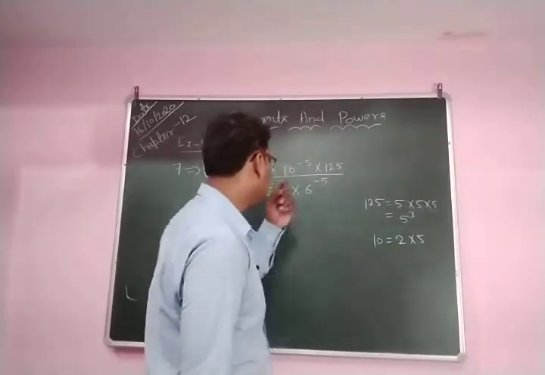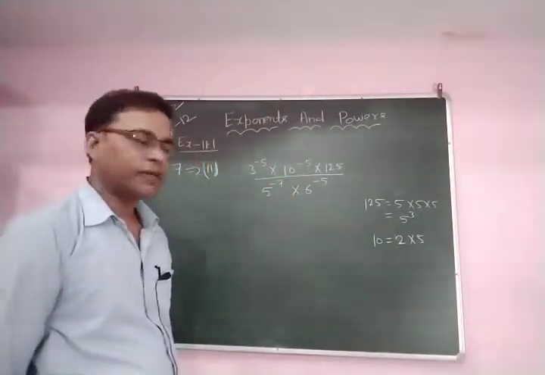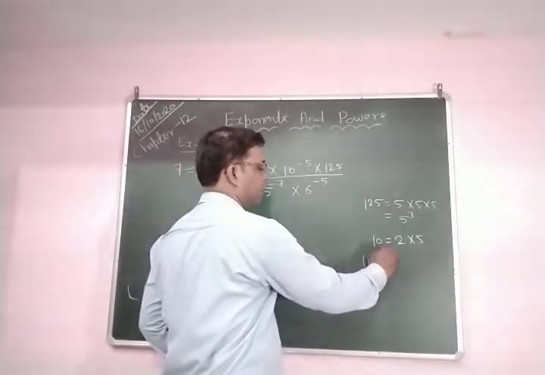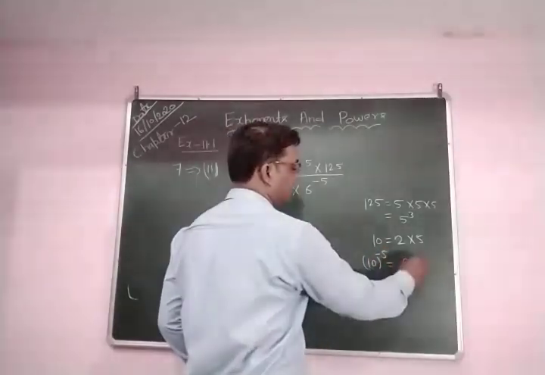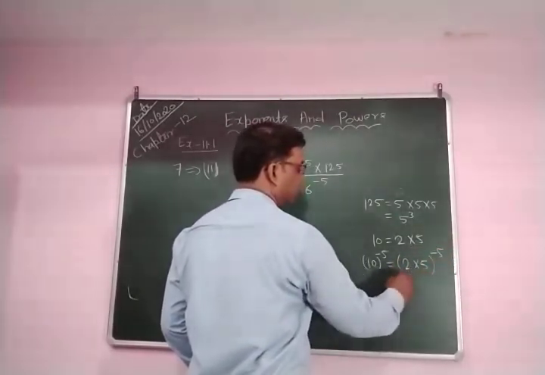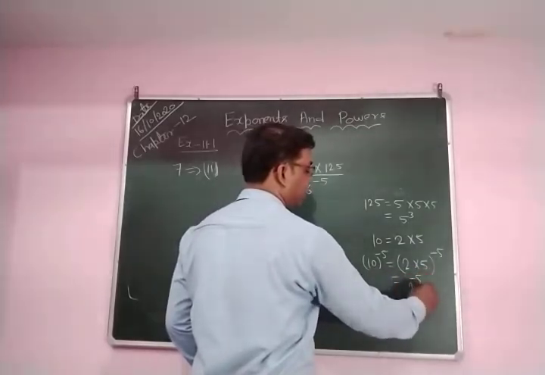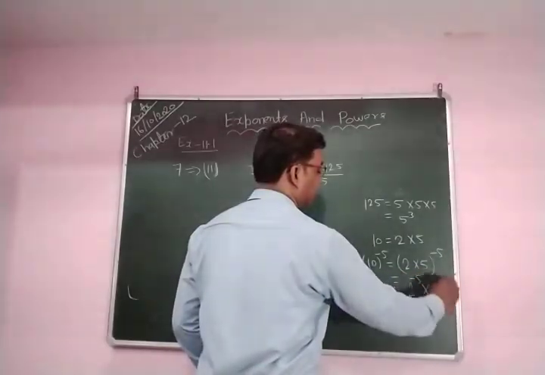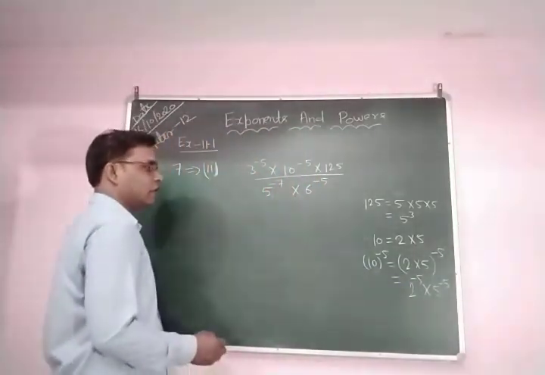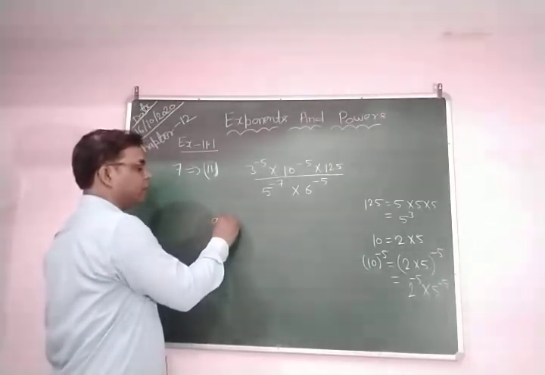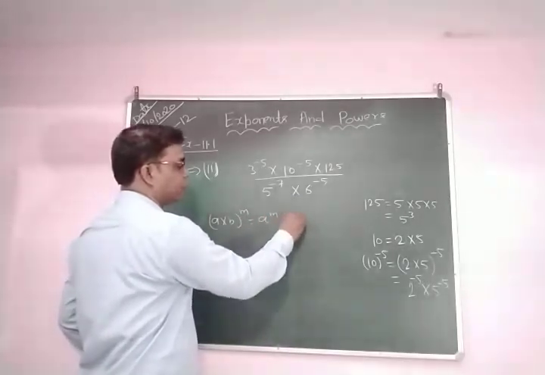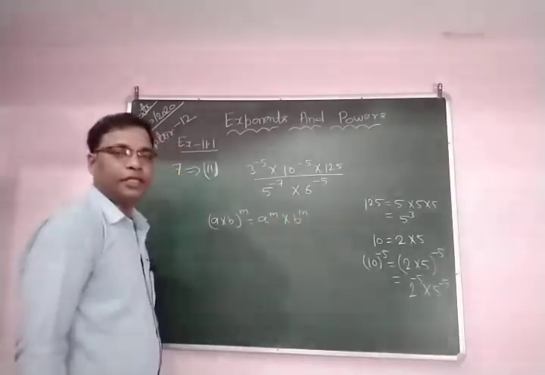Here you can see 10 power minus 5. So you can write here 10 power minus 5, it means that we write 2 into 5 power minus 5. This is equal to nothing but 2 power minus 5 into 5 power minus 5. Clear? Okay. Now, you know very well, a into b whole power m is equal to a to the power m into b to the power m. This is clear?